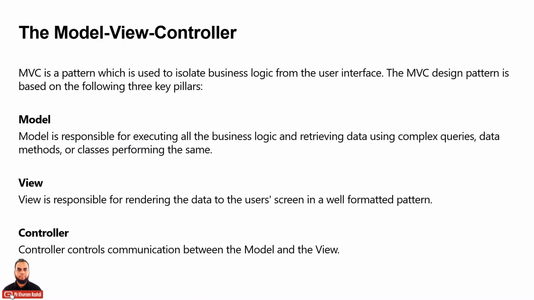Model view controller, or MVC in short, is a pattern used to isolate business logic from the user interface. So the user interface is the view. The MVC design pattern is based on three key pillars, as its name suggests: M, V, and C. M stands for model. The model is responsible for executing all the business logic and retrieving data using complex queries, data methods, or classes performing the same. So what is the view? The view is involved in rendering the data to the user screen in a well formatted pattern. In our case, basically the report itself.